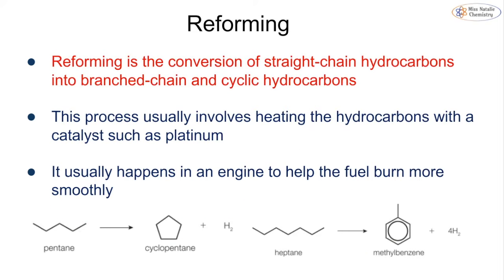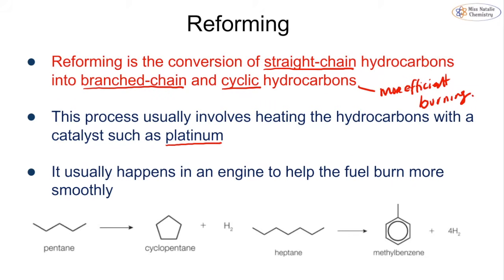We can also process the fractions from fractional distillation by using a process called reforming. This is the conversion of straight chain hydrocarbons into branched chain or cyclic hydrocarbons. We do this by heating the hydrocarbon with a catalyst, usually something like platinum, in order to remove some hydrogens or to change the shape. The reason that we do this is when we have branched chains and cyclic hydrocarbons, we get more efficient burning, or it helps in an engine with more smooth burning, but we tend to say that it's more efficient, or it stops any knocking.